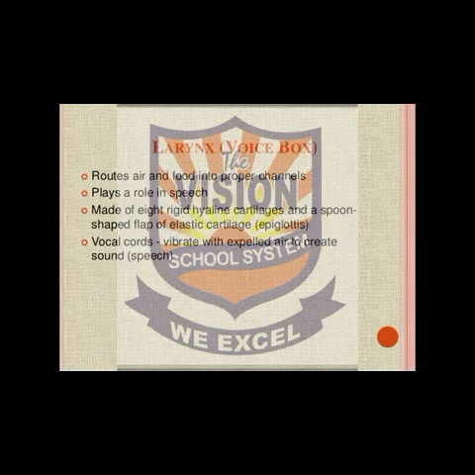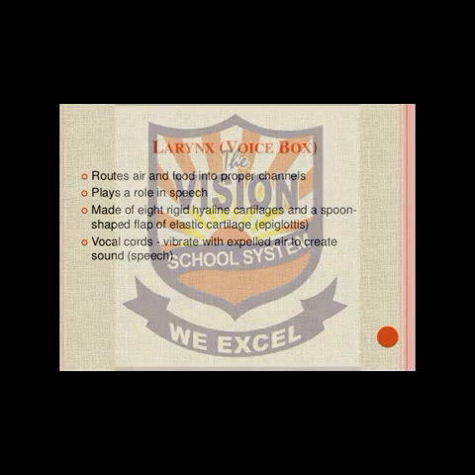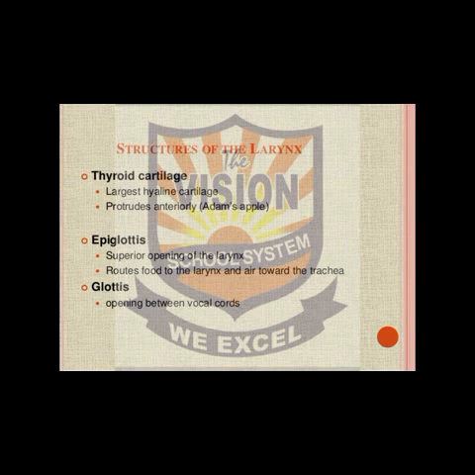Now the larynx is at the end of the pharynx, routes air and food into proper channels, and plays a role in speech. It is made up of 8 rigid hyaline cartilages and a spoon-shaped flap of elastic cartilage. It is known as epiglottis. Vocal cords are also present there, which vibrate with expelled air to create sound speech. So the structure of the larynx consists of thyroid cartilage, epiglottis and glottis.